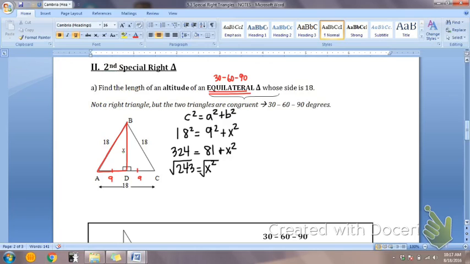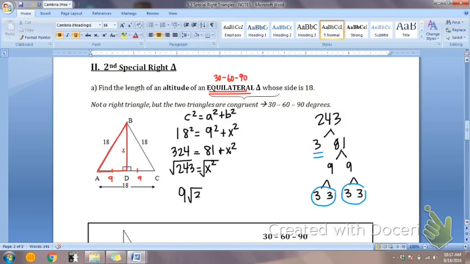You guys doing okay breaking it down? You should have a bunch of 3s. So I have two groups of 3s, and 1 3 that's left over, which gives me 9 radical 3 equals x.